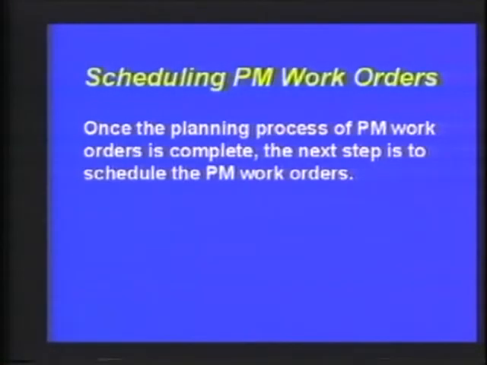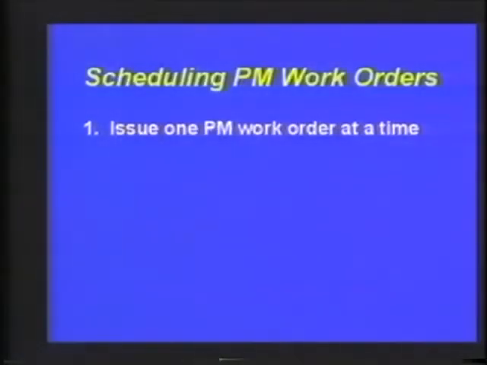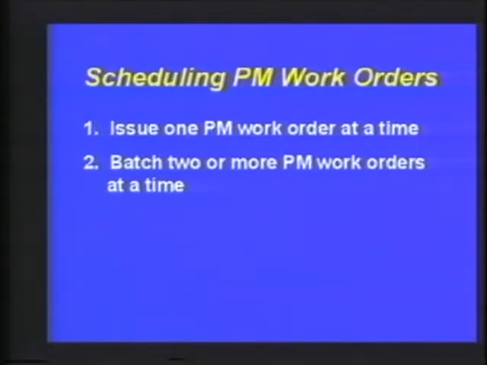Now, getting into the detail of scheduling, once the planning process has been completed, we now want to schedule the work order. There are different approaches to scheduling, and at the bottom of page 16A, I've listed different approaches for you. If I issue one order at a time, which item 1 illustrates, then that PM person is going to utilize all of those travel times and all of the work time. Remember, the first sequence should be performed by the storeroom. The second step illustrates that you could batch. Batching is adding two or more work orders together.